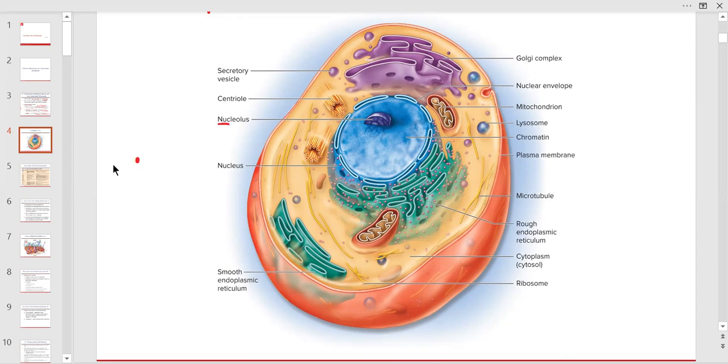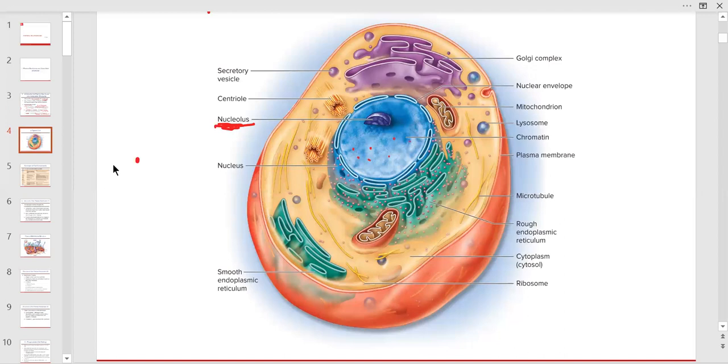So let's start inside the nucleus. The nucleus has this nucleolus, and it is basically making the ribosomal RNA that leaves the nucleus, of course, to make ribosomes outside the nucleus or in the rough endoplasmic reticulum, as you'll see. Right now you can't see the chromosomes, even though I know this is a cartoon, but they're not there yet.